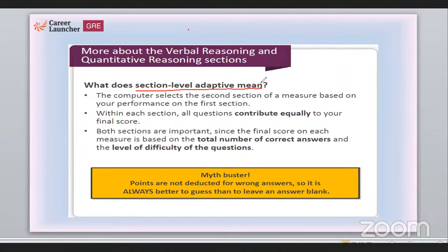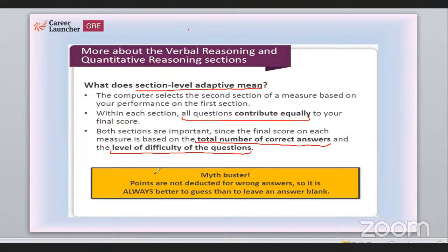Okay. So the difficulty of the second section will depend on the first one, and you can move back and forth within each section. You can't change the sections, but while performing each section, you can move back and forth. And within each section, all questions have equal contribution. So it's not like a difficult one will give you more marks or a less difficult one will give you fewer marks, because it's a percentile based exam. But it depends on the total number of questions you're marking correct and what percentile you'll be achieving based on the difficulty of the questions.